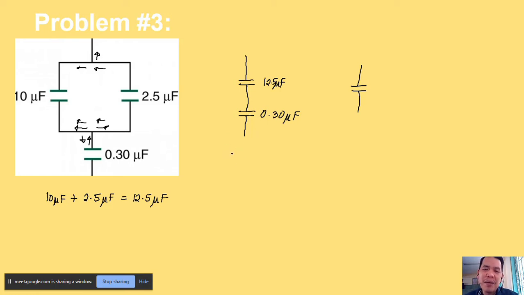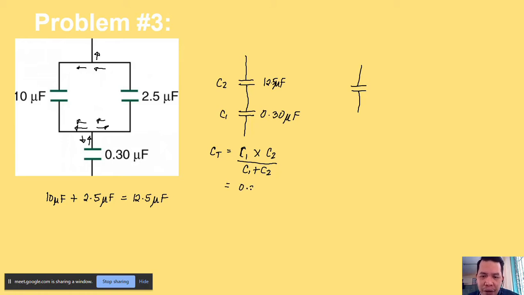Since 0.30 microfarad and 12.5 microfarad are connected in series, and since they are just two capacitors in our diagram, we can use the formula C sub T, where T is the total capacitance, equals C sub 1 times C sub 2 over C sub 1 plus C sub 2. Nag-denote lang po ako ng mga letter denotations kasi hindi naman po siya directly given sa problem, so nag-assume na lang po ako. This is my C sub 1 and this is my C sub 2.